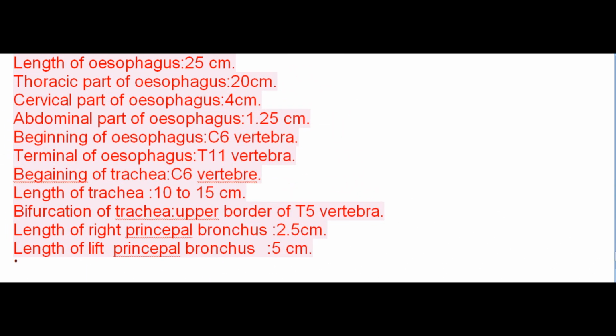Length of esophagus 25 cm, thoracic part of esophagus 20 cm, cervical part of esophagus 4 cm, abdominal part of esophagus 1.25 cm, beginning of esophagus C6 vertebra. Terminal of esophagus T11 vertebra. Beginning of trachea C6 vertebra. Length of trachea 10 to 15 cm, bifurcation of trachea upper border of T5 vertebra. Length of right principal bronchus 2.5 cm, length of left principal bronchus 5 cm.